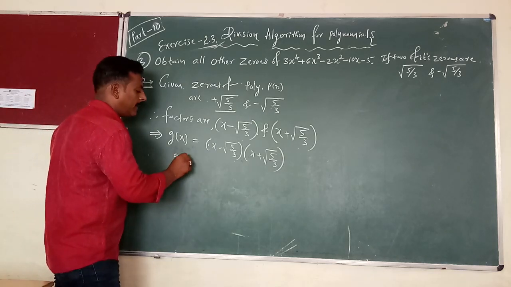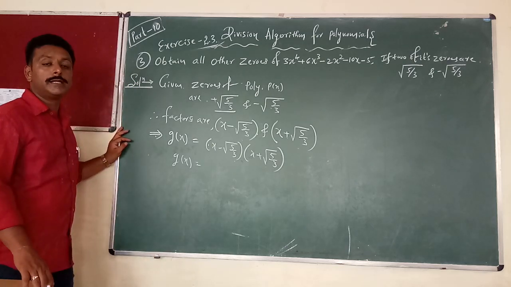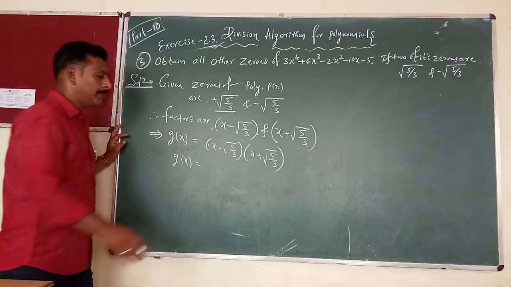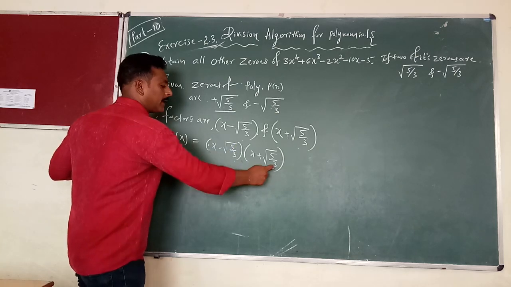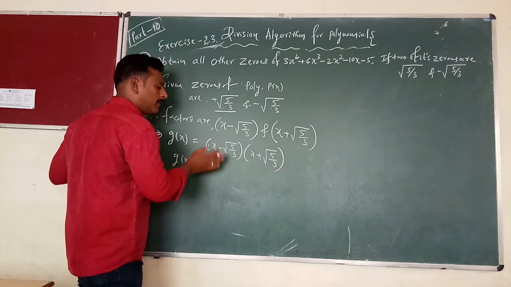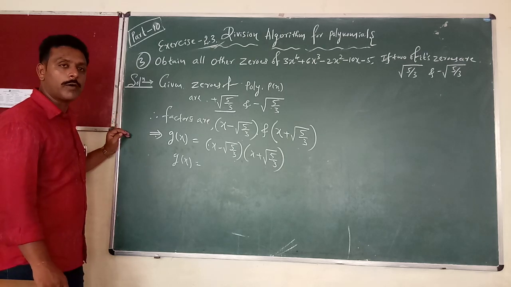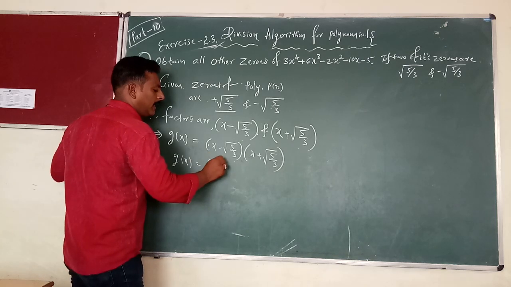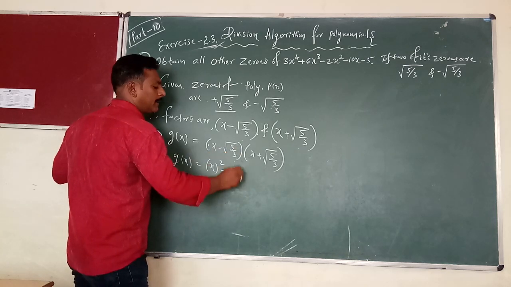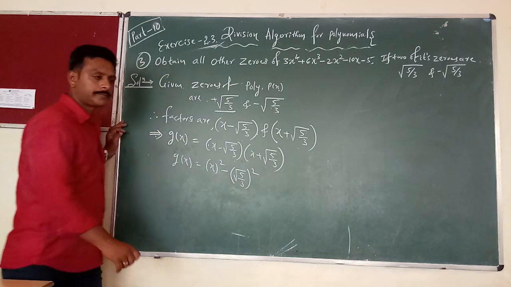So g of x is equal to the multiplication. Observe the brackets, they are in the form of the identity a plus b, a minus b. The first term is the same, the second term is the same, one bracket has plus, the other minus. a plus b into a minus b is equal to a square minus b square. So first term is x, a square, minus second term root 5 by 3 bracket square.